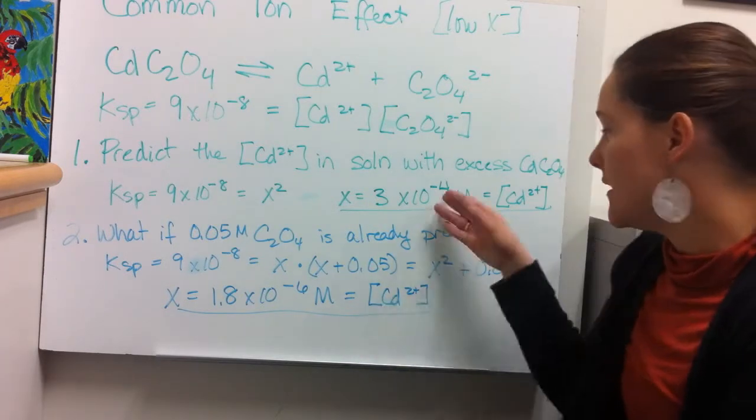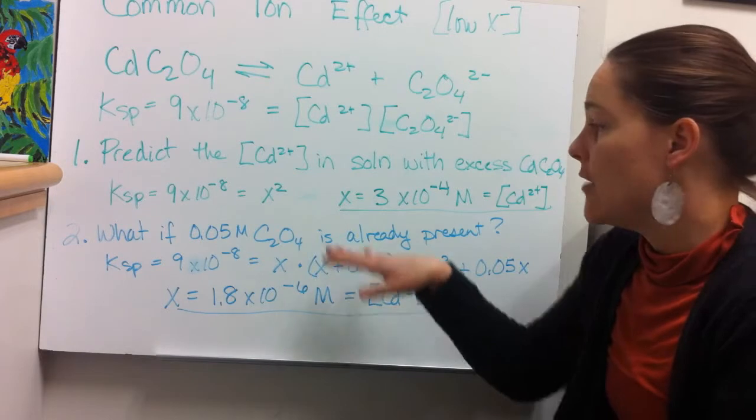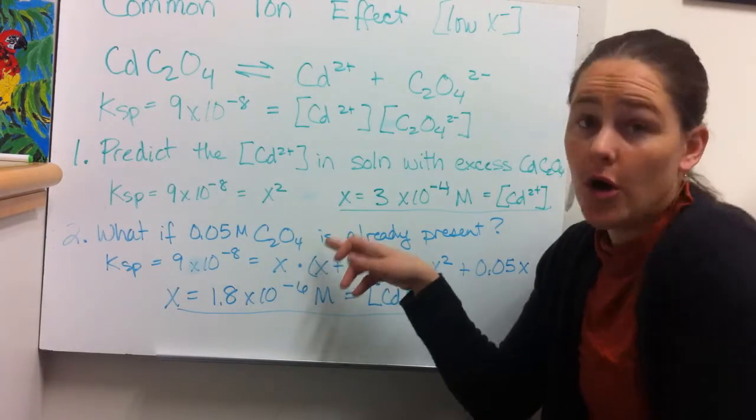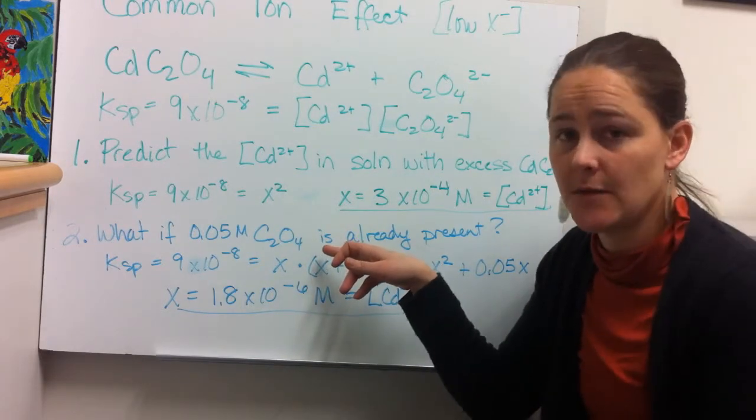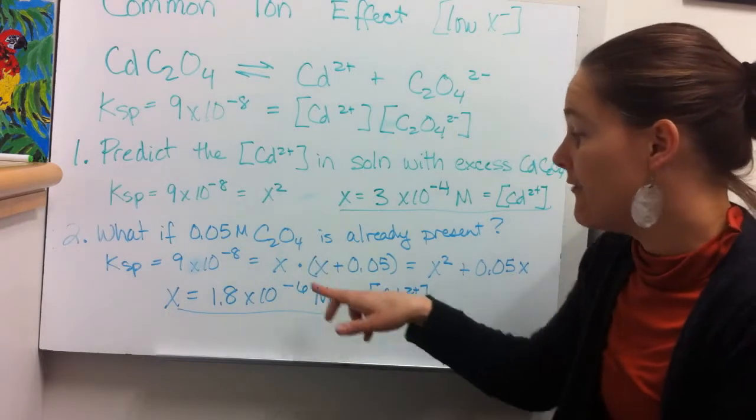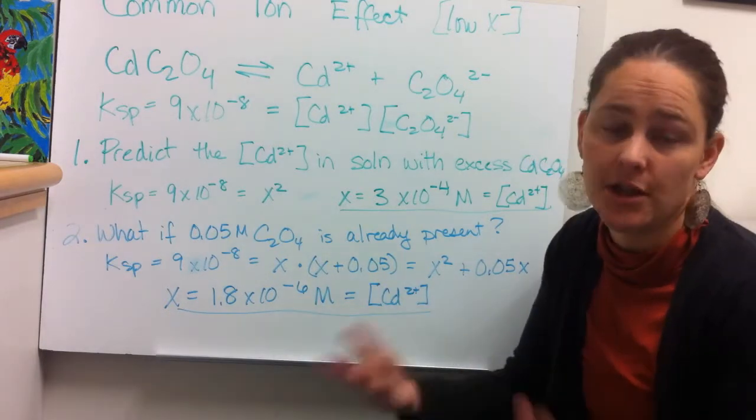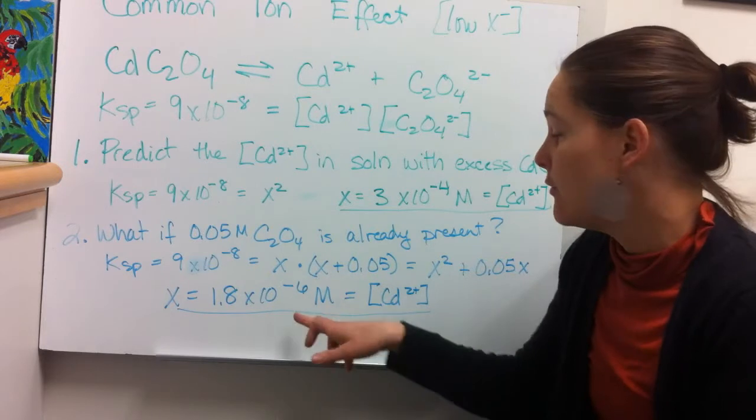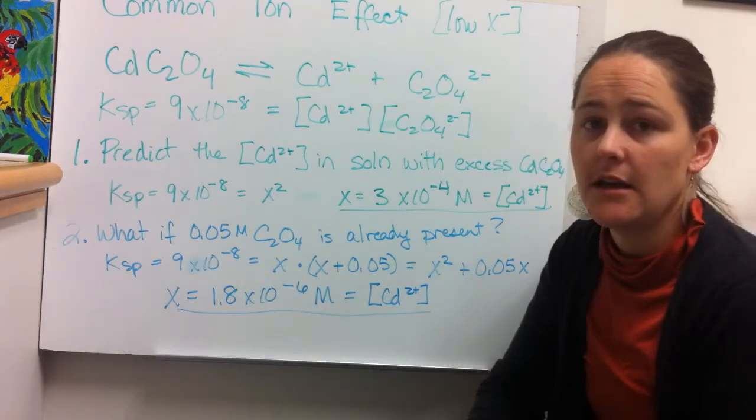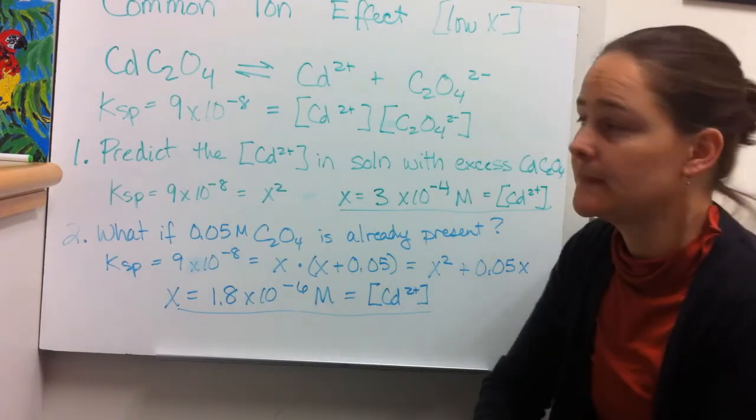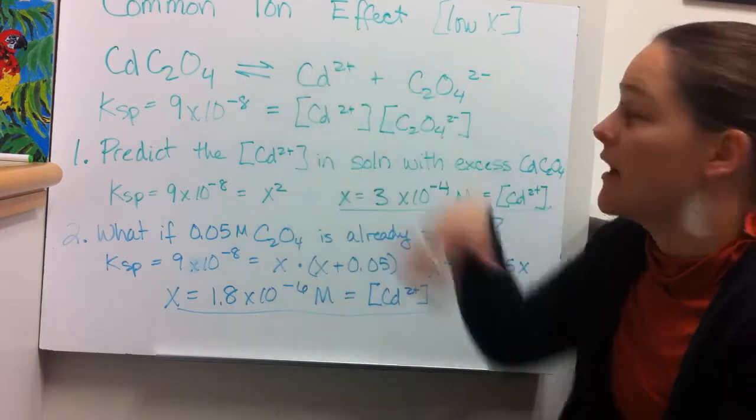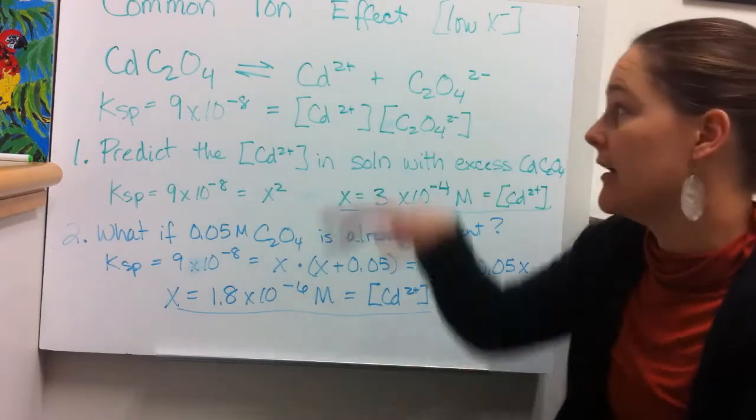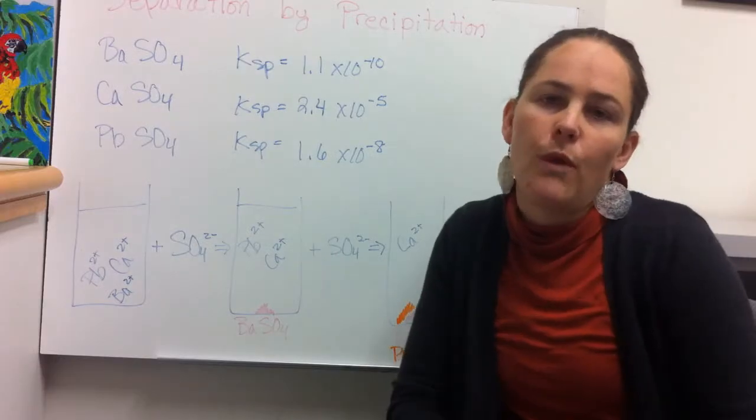And so when you compare these numbers, you can see that because we had a bunch of oxalate already in solution when we added the cadmium oxalate, much less of it dissolves, and therefore we have less cadmium in solution as a result of starting with some concentration of the common ion. Why do we care?